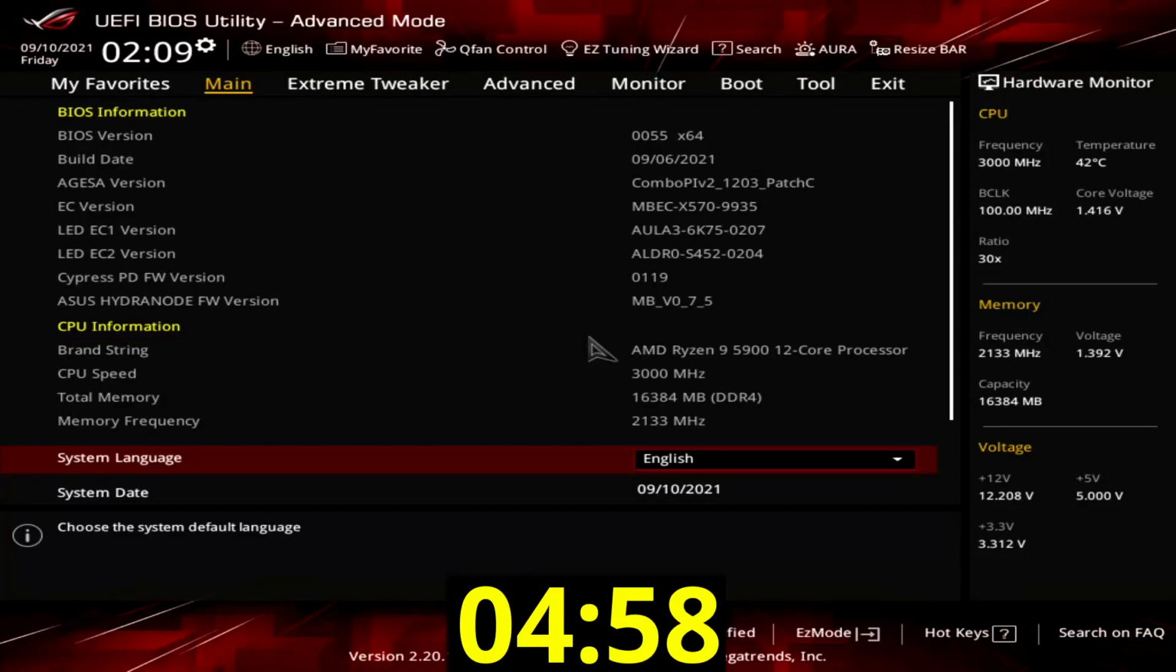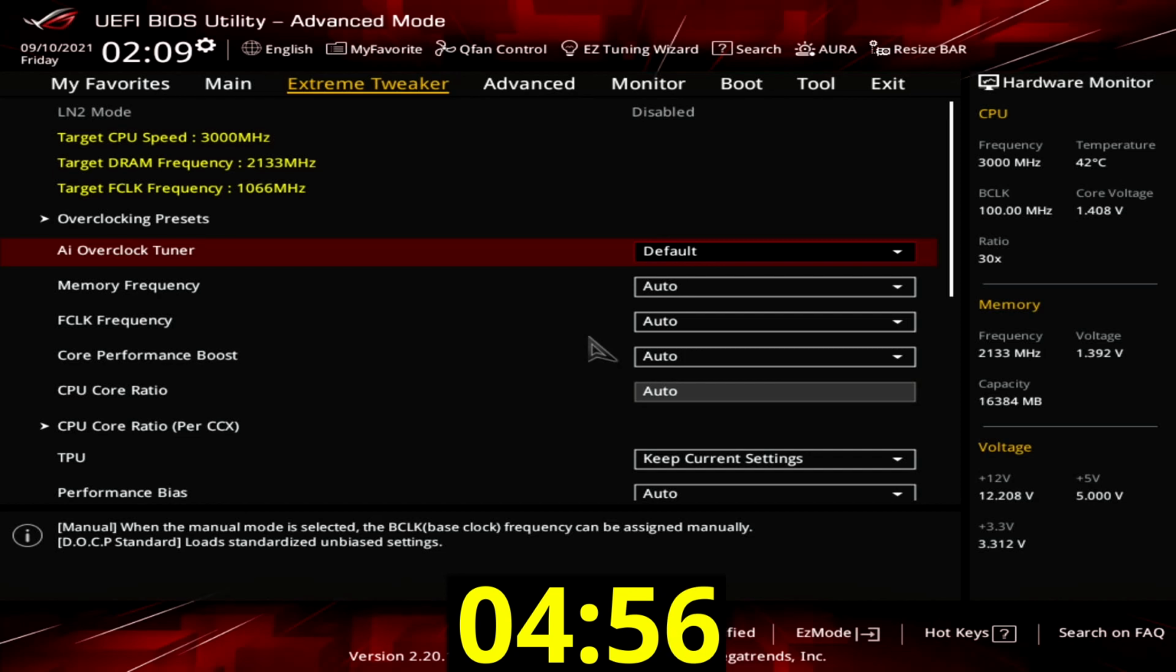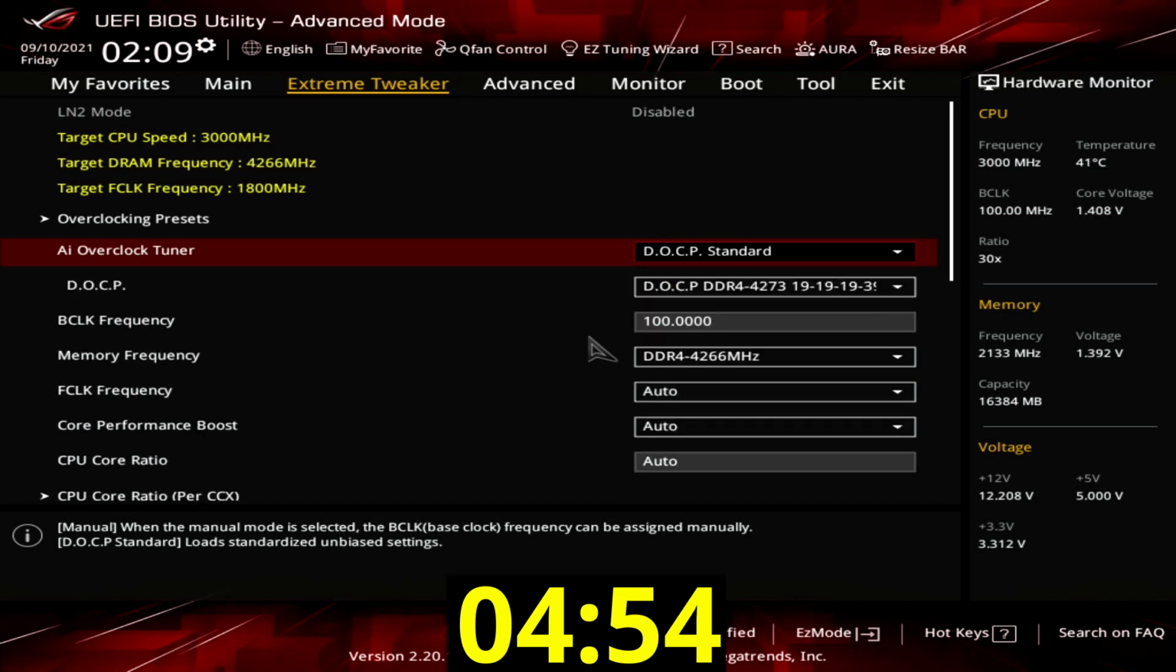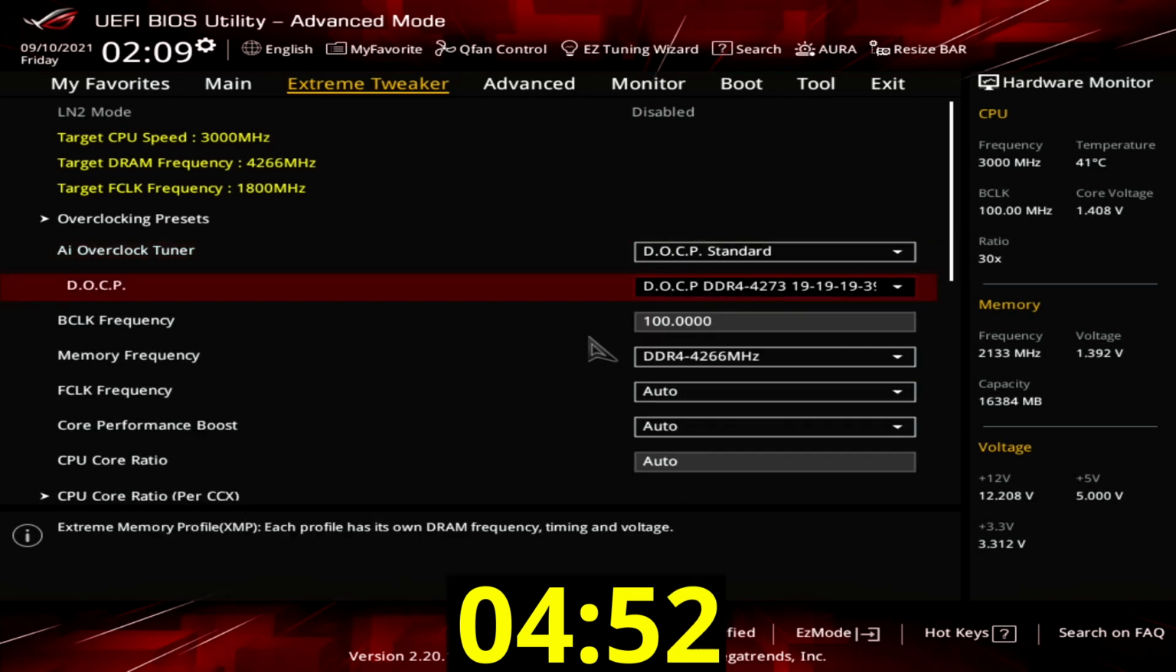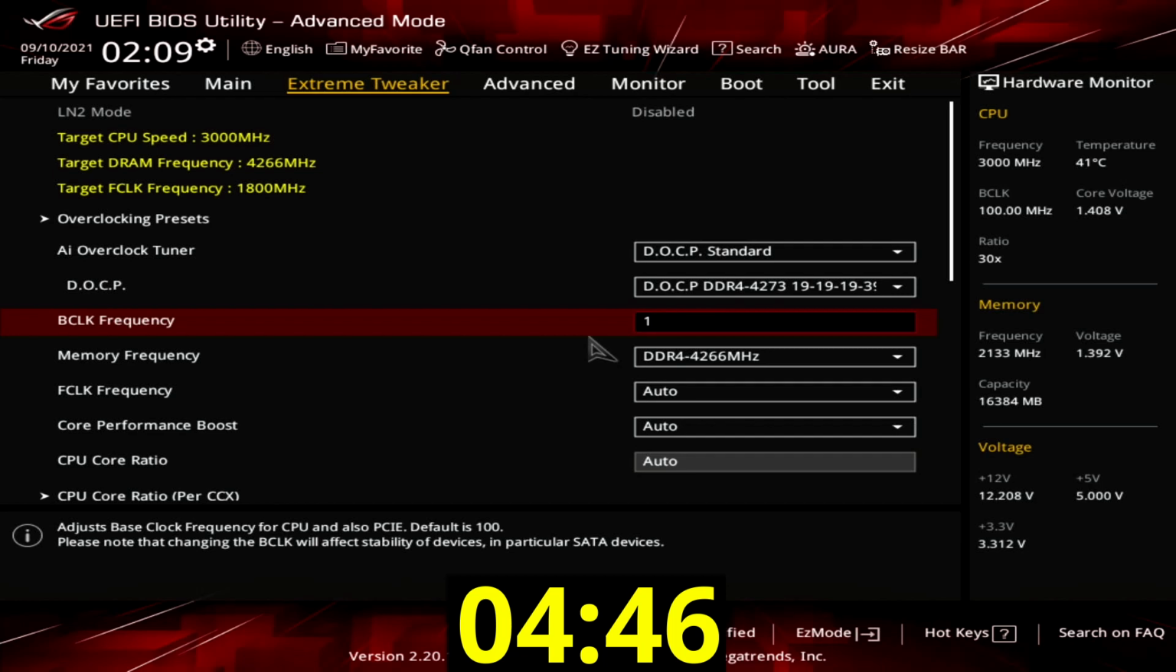When you've entered the BIOS, go to the Extreme Tweaker menu. Set AI Overclock Tuner to DOCP Standard. This will make the memory run at our XMP rated DDR4 4266. Set BCLK frequency to 104. This will increase our precision boost algorithm frequencies by about 4%. So, if the algorithm sets 5000 MHz, then the actual frequency will be 5200 MHz.